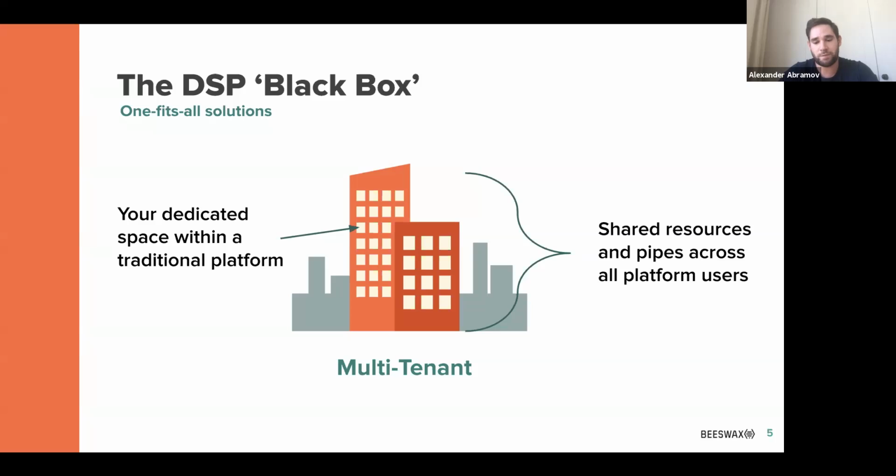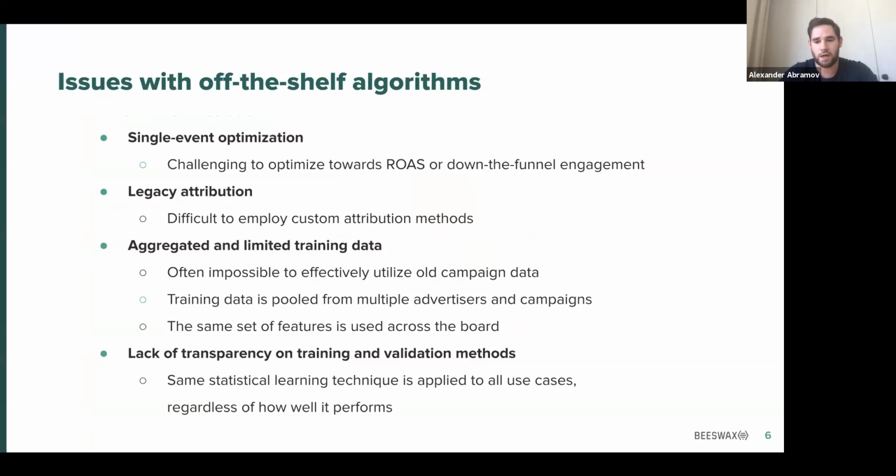Well, part of the problem is because the traditional DSP platform has been built in a one-fits-all type of way, where the vendor is not trying to optimize for solving custom problems, they're trying to create a solution that works for as many different clients in parallel as possible, which creates its own problems. And what are those exactly? So first of all, the majority of off-the-shelf algorithms optimize against a single event, which, given the fact that the funnels nowadays are fairly complex, poses a problem, right?